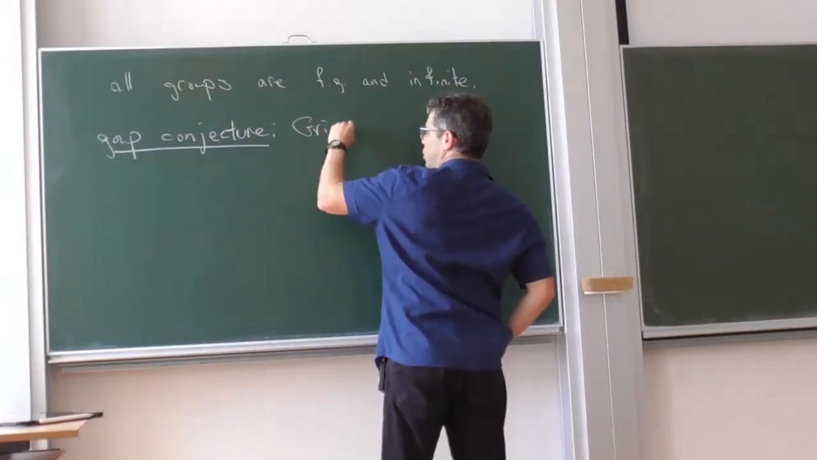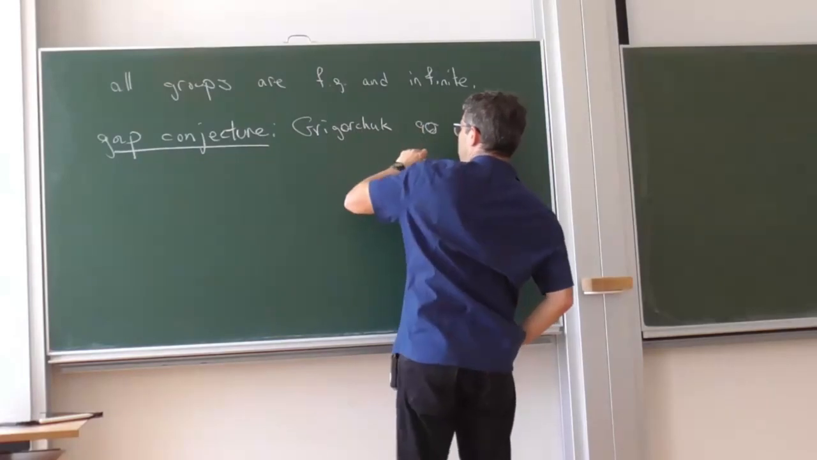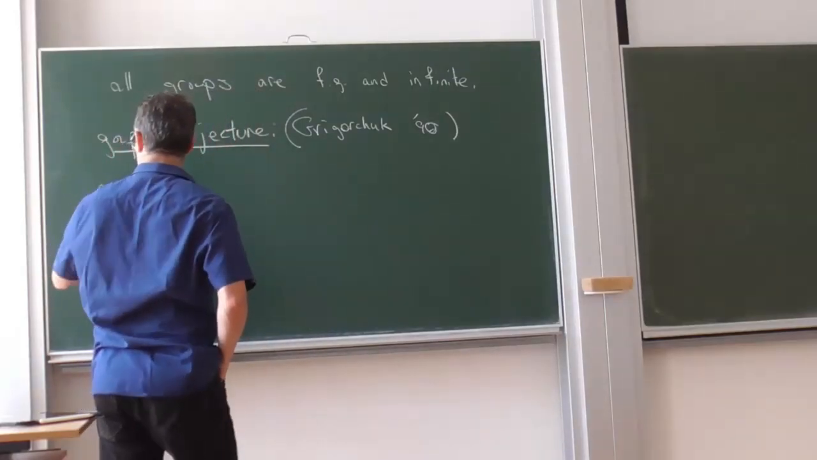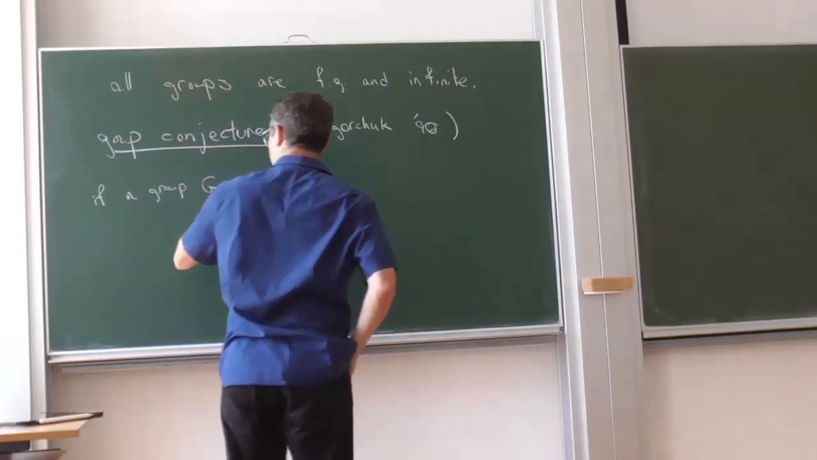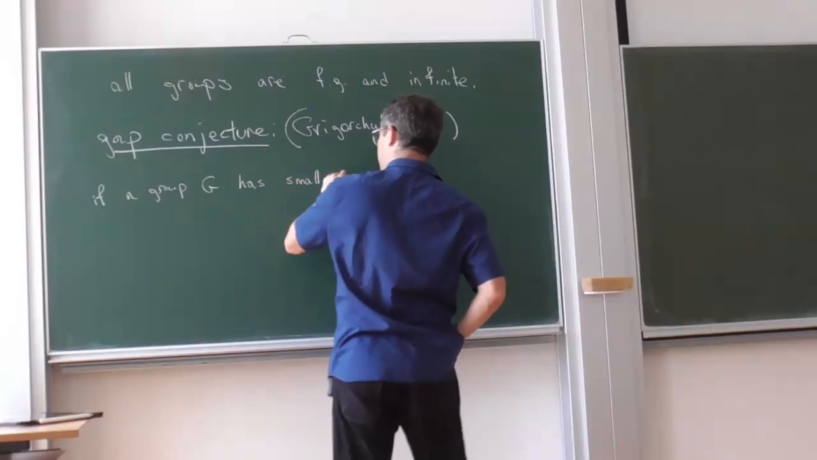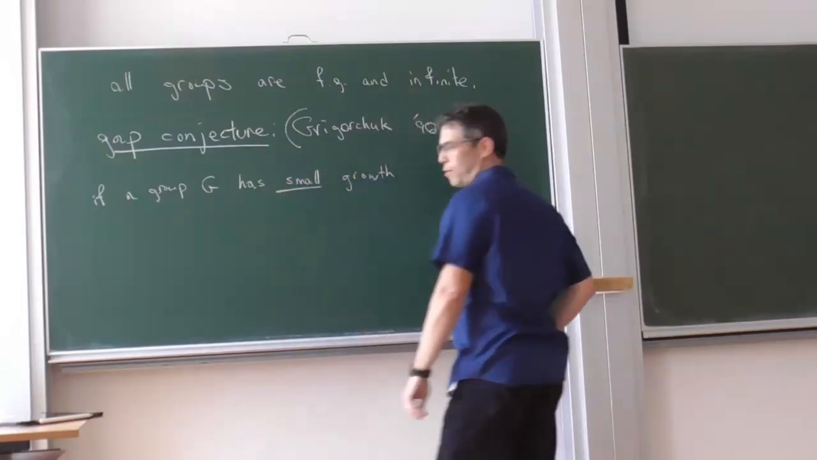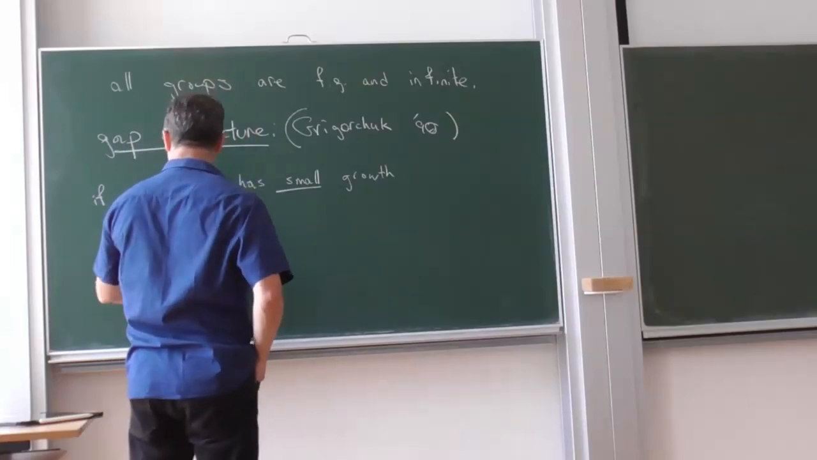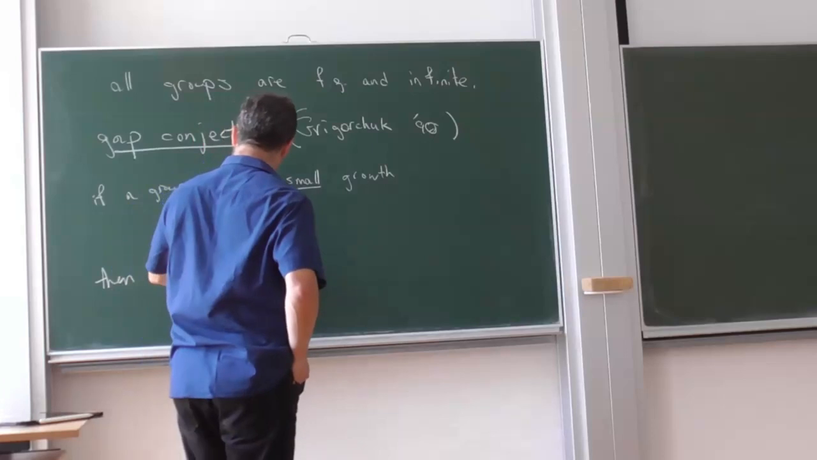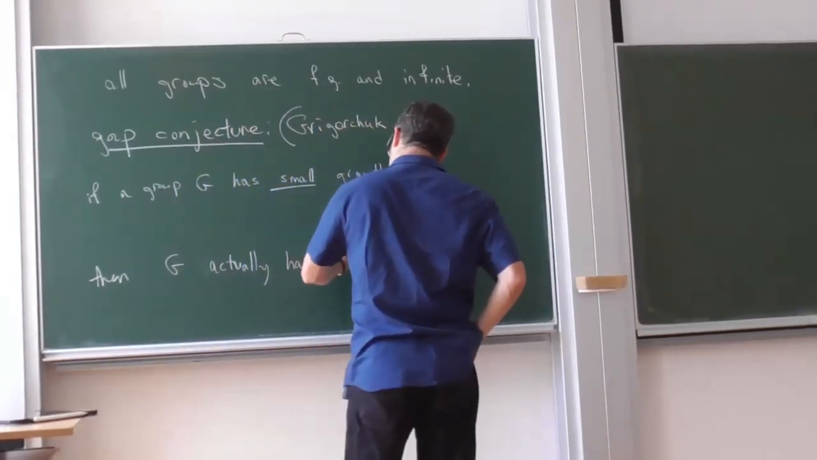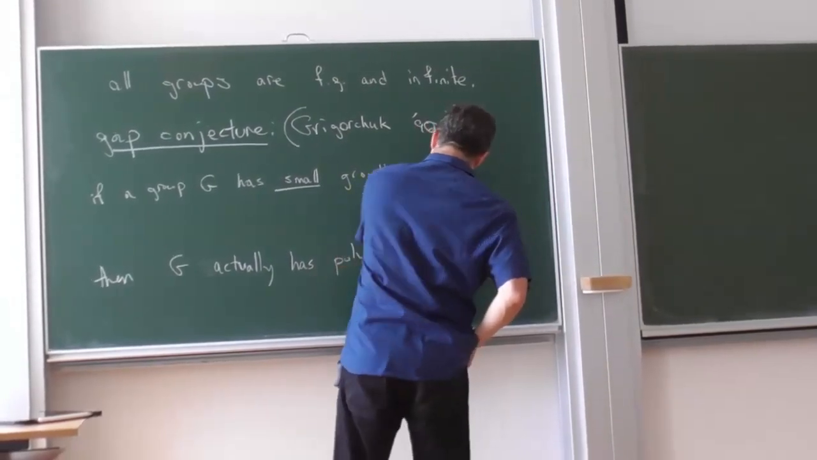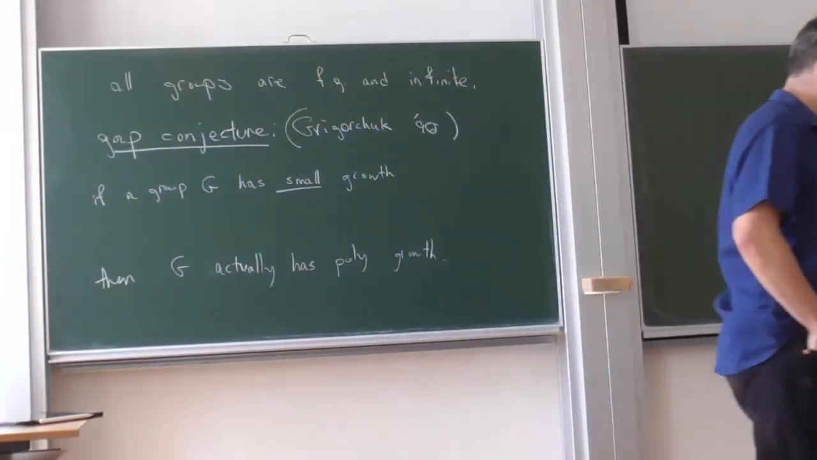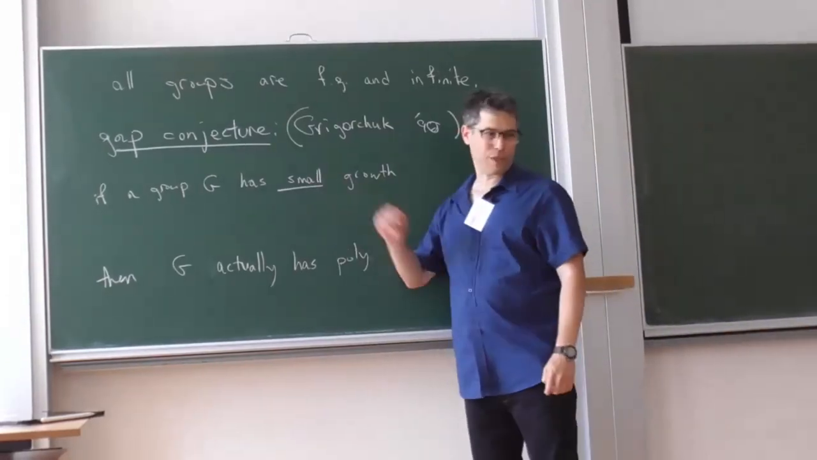That was posed by Grigorchuk, 1990 ICM, and: a group has small growth, whatever that means, I'm going to say in a second. Then I'm going to write what small is. Then we had actually: small growth implies polynomial growth. Of course, not true. And because we didn't define what small means, there are definitely groups with small growth that are not of polynomial growth. So you have to first say what small means.